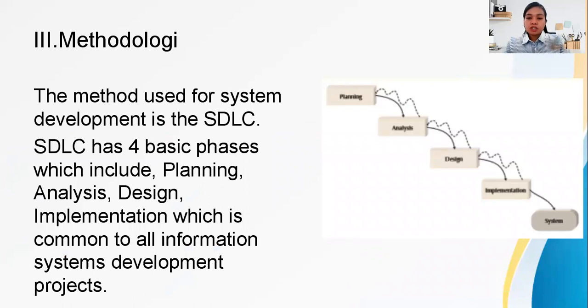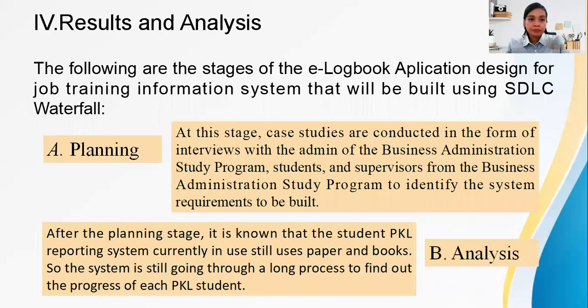In this picture, there are four phases for the methodology of this paper. The method used for this system development is SDLC. SDLC has four basic phases, which include planning, analysis, design, and the last one is implementation, which is common to all information system development projects. So this is the method used in this paper.